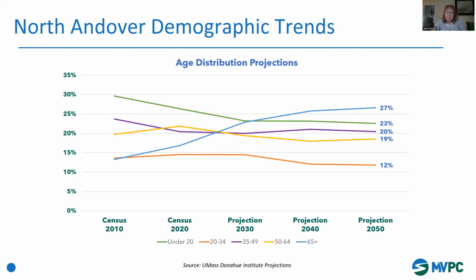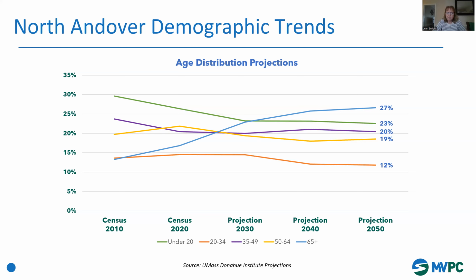At the same time that 65 plus population is increasing, you'll also notice that your younger population and younger age cohorts are going down as a percentage of their overall makeup of the population in town. This can have its own considerations and concerns as well. So thinking about, is there availability of housing for families? Is there availability of housing for young adults in the community? And why is that going down?